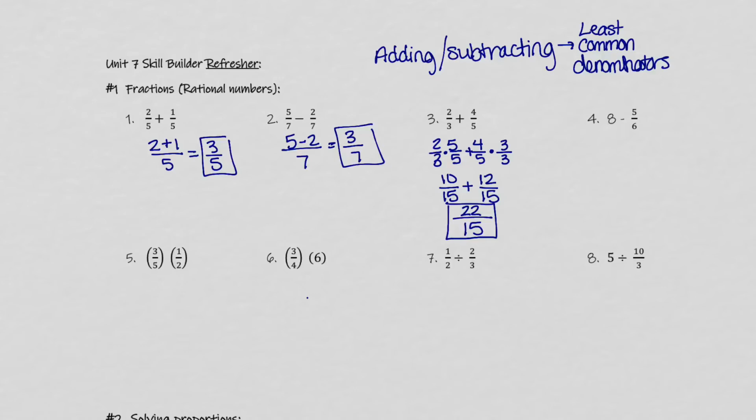And then to do number 4, remember 8 is the same thing as saying 8/1. Since its denominator is 1, I'm going to want it to be 6. So I need to multiply both top and bottom by 6. And that 5/6 stays the same. I'm going to do this multiplication first. So I have 8 times 4 is 48, 1 times 6 is 6, minus 5/6. 48 minus 5 will give me 43, and it is over 6. And this does not simplify anymore.